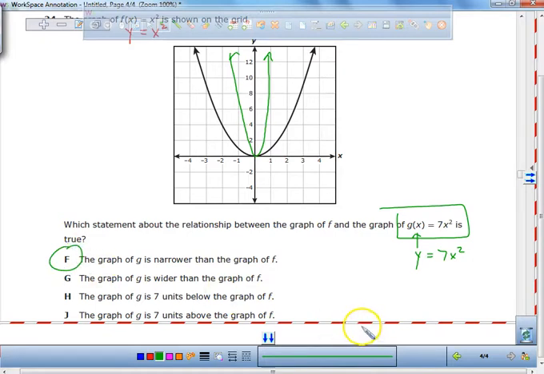So what did we do on this one? We typed it in, we evaluated it, and figured out that it was more narrow. Now let me explain to you what these other ones would be, okay? If this was wider, let me show you what's going to happen if it's wider, so you guys understand.